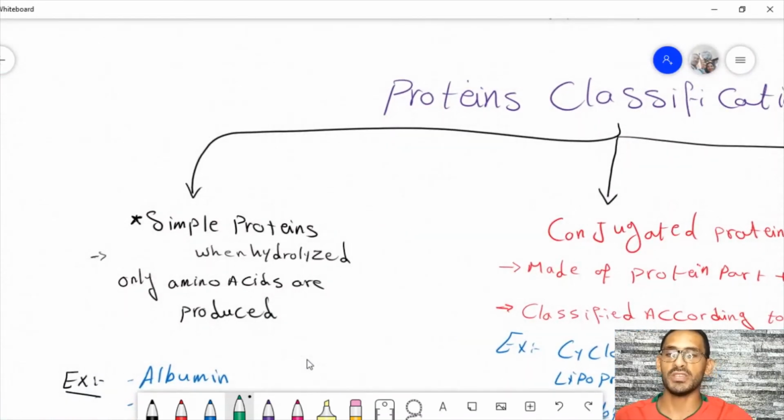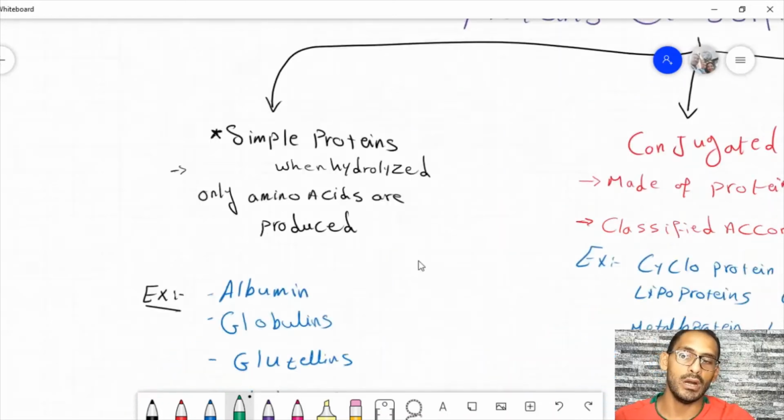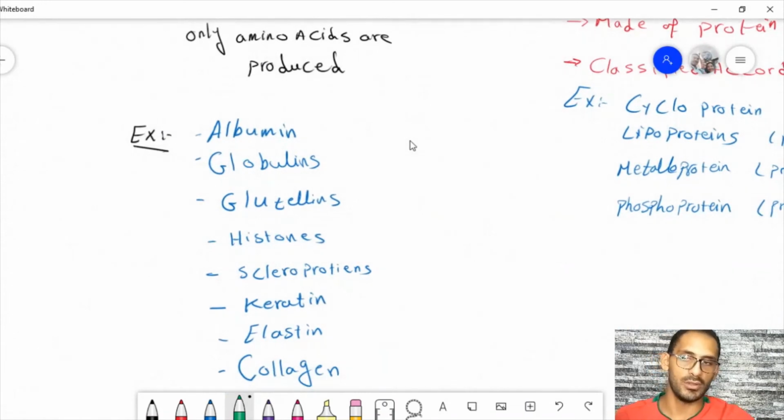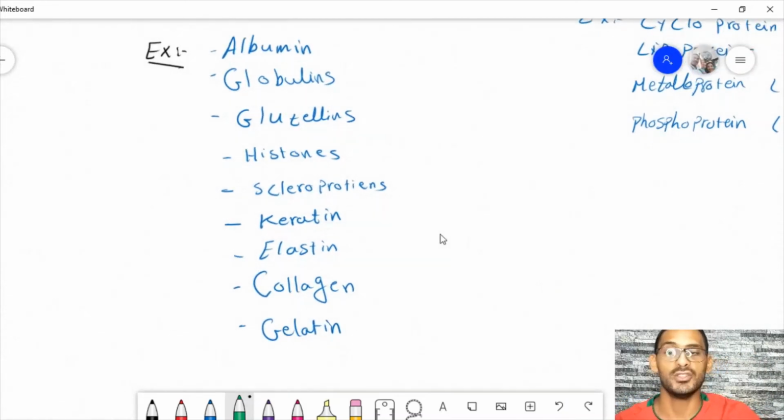Now, the simple protein, when hydrolyzed, you can only find amino acids. You don't find anything associated other than the amino acids. So that's why we call it simple. It is plainly simple amino acids, and that's it. Like the proteins albumins, globulins, glutelins, the histones, the skeletal proteins, or we can call them the fibrous proteins, the keratin that we normally find in the hair or in our fingernails, the elastin, and of course the collagen and the gelatin, collagen mainly.